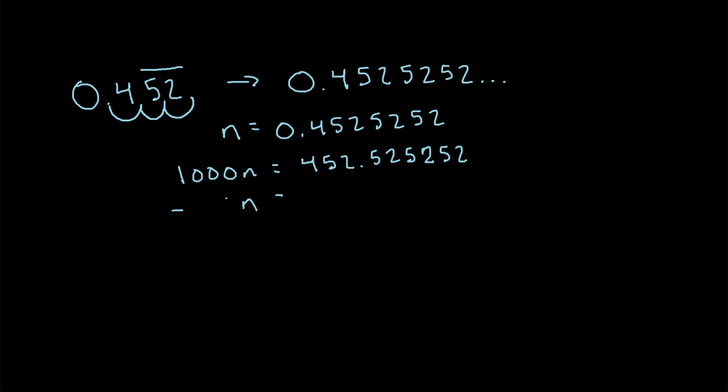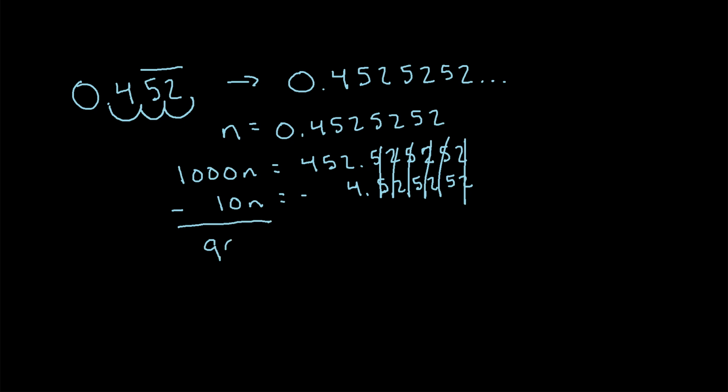But notice that if we instead subtracted 10n, well, 10n, we would be moving the decimal place once to the right. So 10n would be equal to 4.525252. And notice that if we perform this subtraction, then all of the values after the decimal place would cancel out. They would all go away, and that's exactly what we want. So if we do 1,000n minus 10n, 1,000 minus 10, that's 990. So 990n is equal to, and on the right-hand side, we're left with 452 minus 4, that's 448.